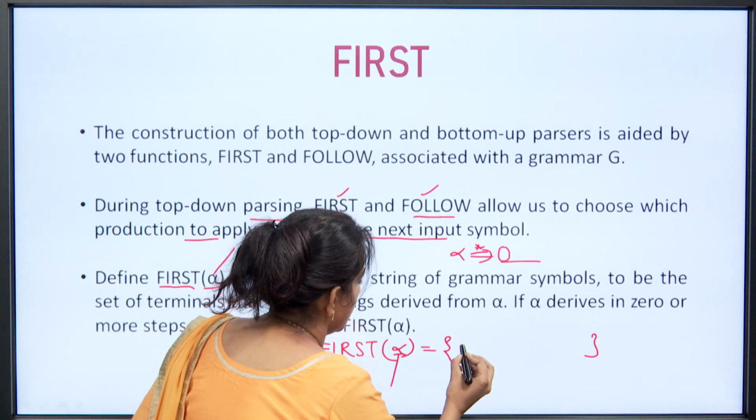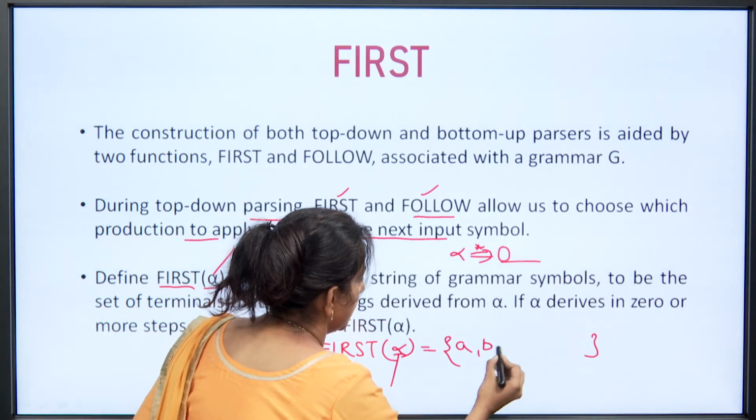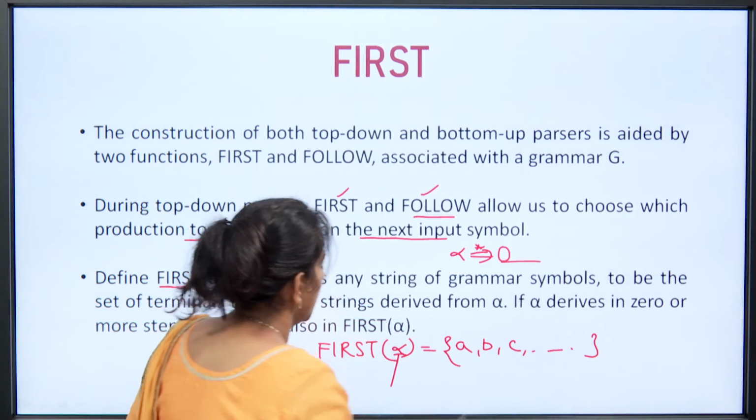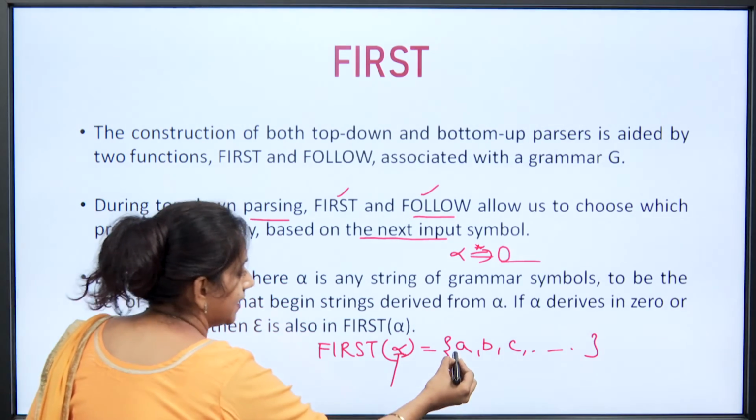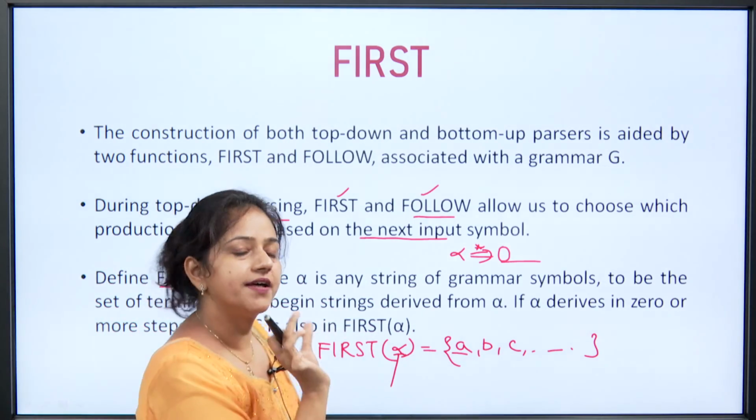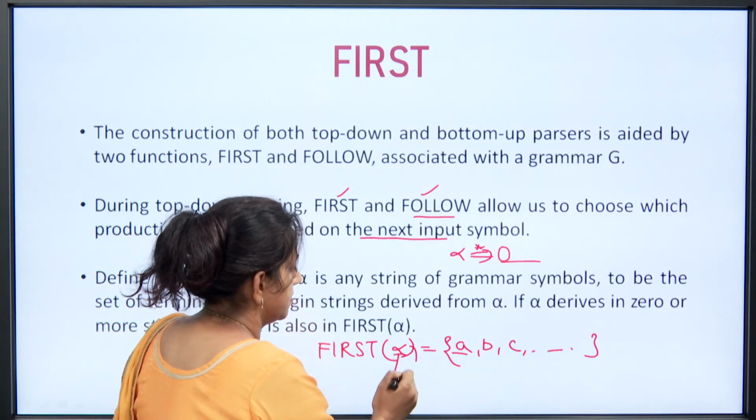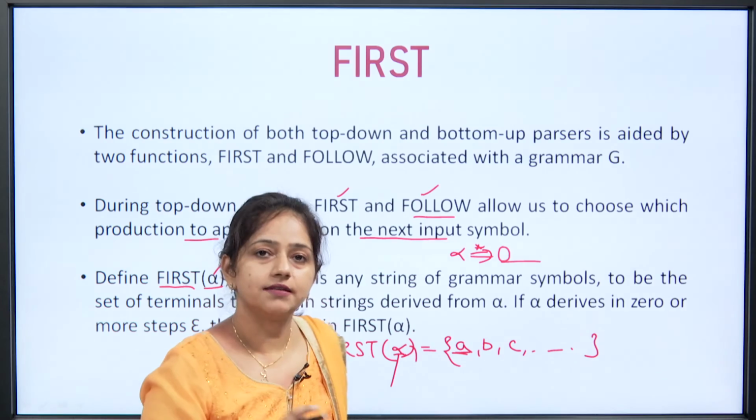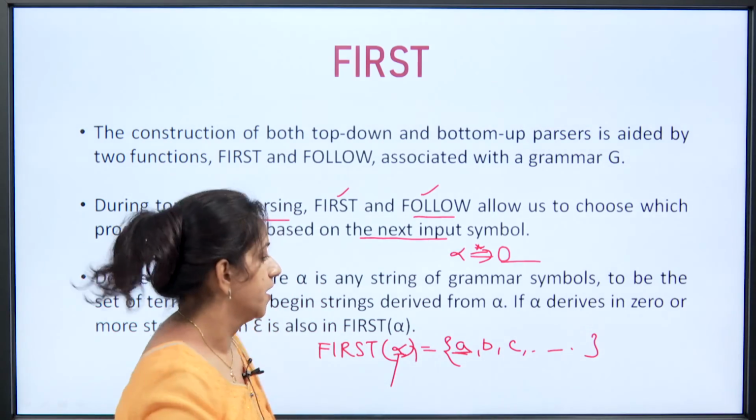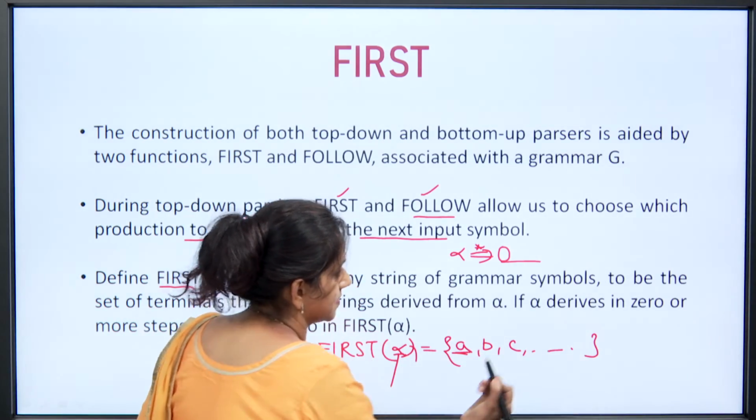Suppose here we are getting a or b or c like this. These are the starting symbols of the strings that are derivable from alpha. So, this is the set of terminals.